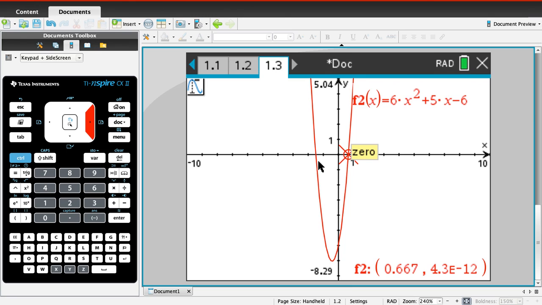All right. So again, all you're doing is factoring. You're finding these zeros, okay? So don't make it harder than it needs to be.